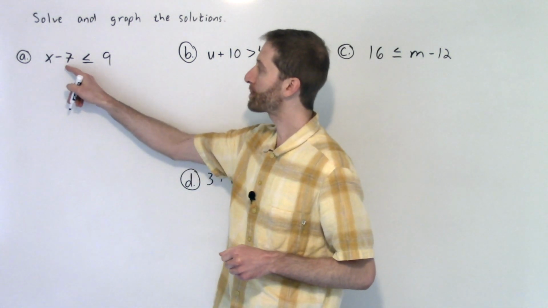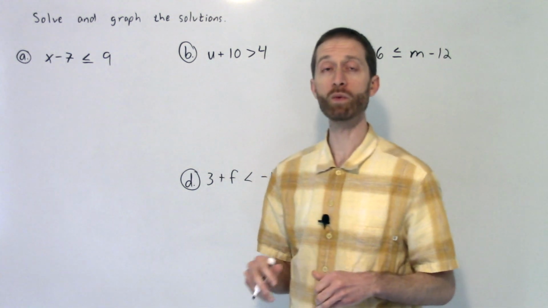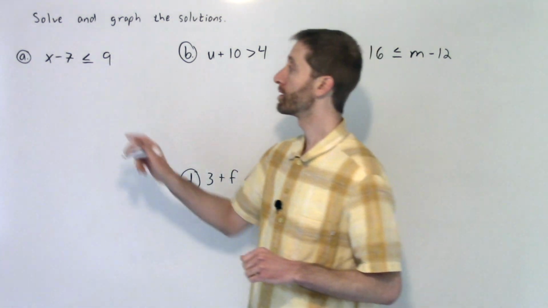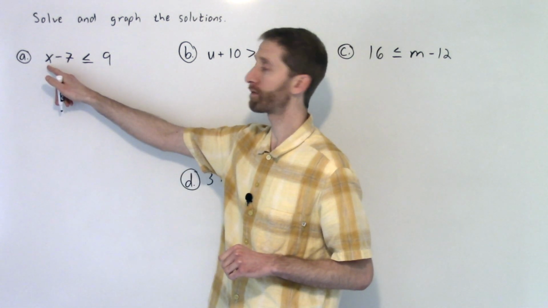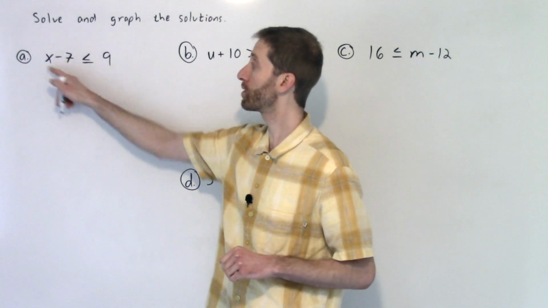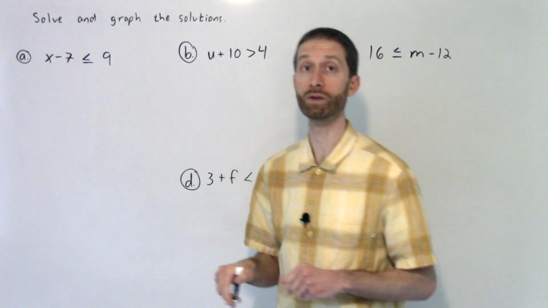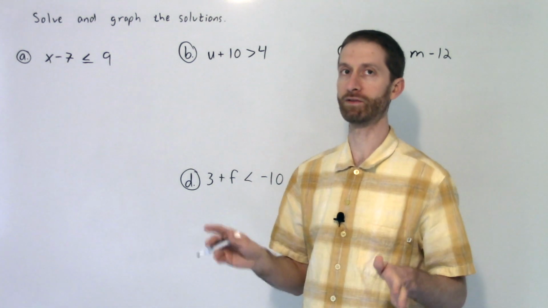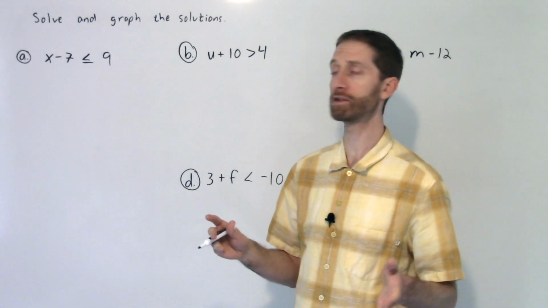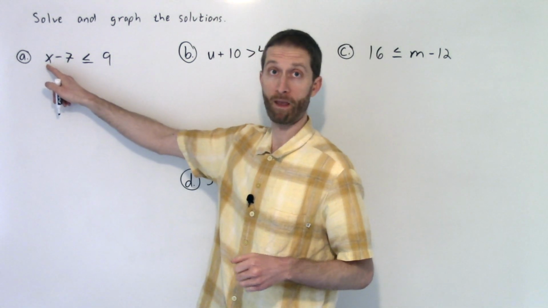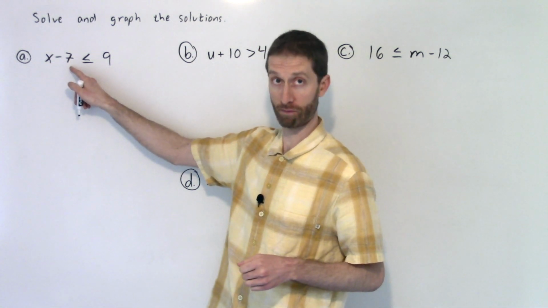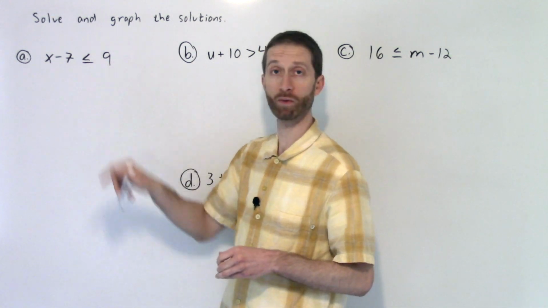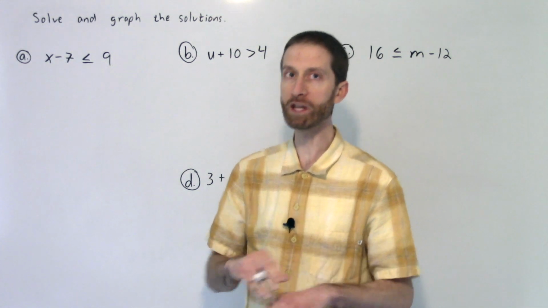So we've got x minus 7 is less than or equal to 9. We want to find all the x values so that when we evaluate numbers in for x, we get a total value on the left that is less than or equal to 9. So there's lots of solutions to that, right? I could just pick one off the top of my head. 4. 4 minus 7 is negative 3, and negative 3 is less than or equal to 9. But see, here's the thing. We need all the solutions.